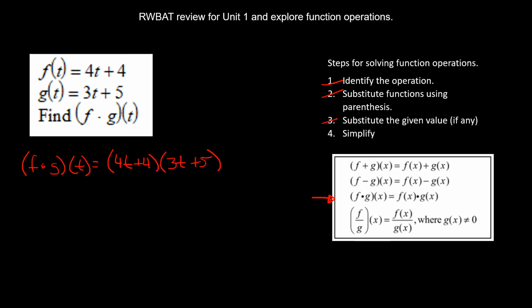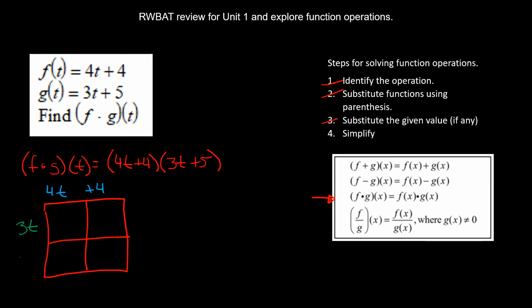We don't have any values, so now we need to simplify. Now what we see here is we have a multiplication of binomials. So I know in the past class you all learned to multiply binomials using the box method. So let's go ahead and use that today. We'll put 4t plus 4, and we'll use the other equation as 3t plus 5. And let's go ahead and start working this out.